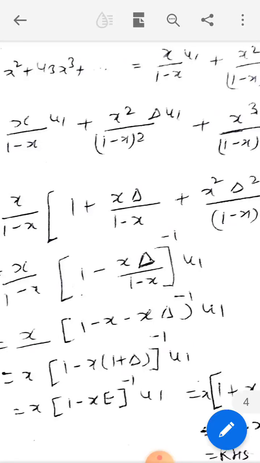This is equal to x into [1 minus x (1 plus delta)] to the power minus 1 into u1, which is equal to x into [1 minus x E] to the power minus 1 into u1, where E is the displacement operator. This is equal to x into (1 plus x E plus x squared E squared plus so on) into u1, which is equal to x u1 plus x squared u2 plus x cubed u3 plus so on. In this way, this is equal to the right hand side. So using these properties we can also define the method of separation of symbols.